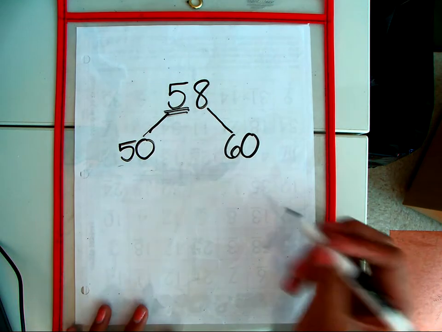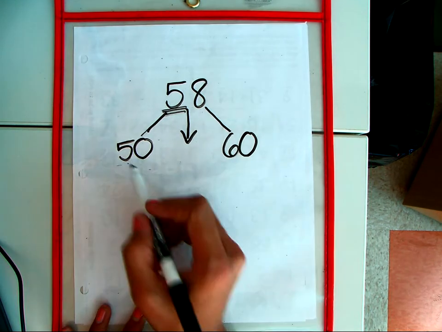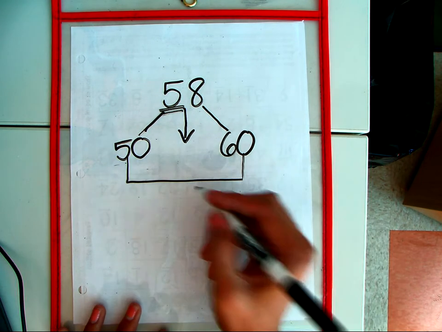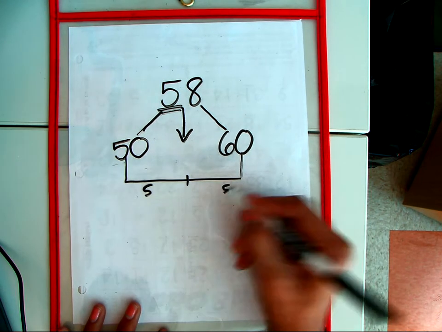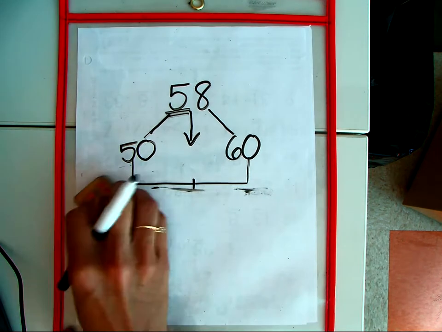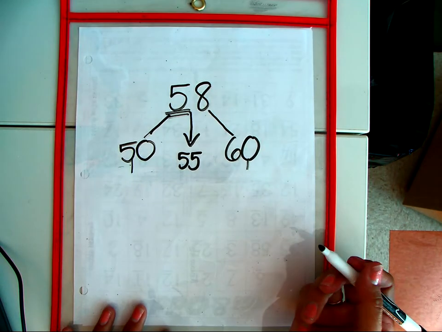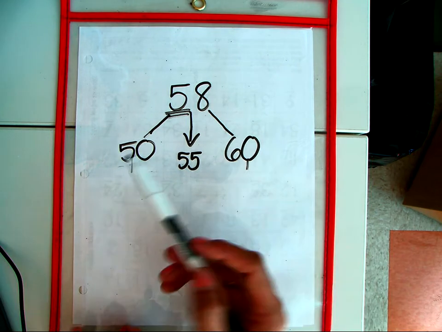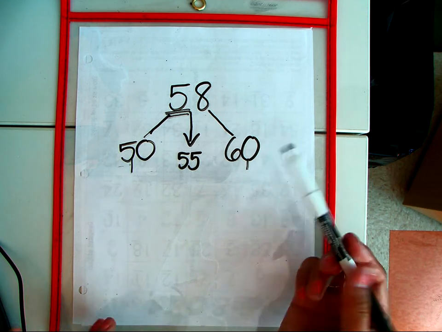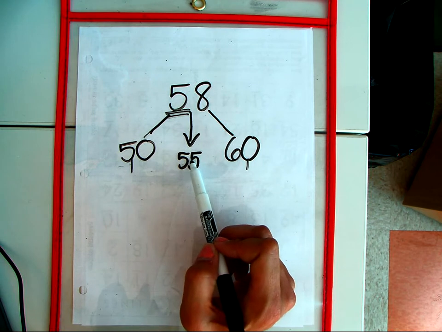I then need to think about what is the midpoint between 50 and 60. Now, this is only a range of 10, and when I break 10 up, I have 5 on this side and 5 on this side, so it's kind of like skip counting by 5s. So the midpoint of 50 and 60 is 55, and I can check that by skip counting by 5s. 45, 50, 55, 60.